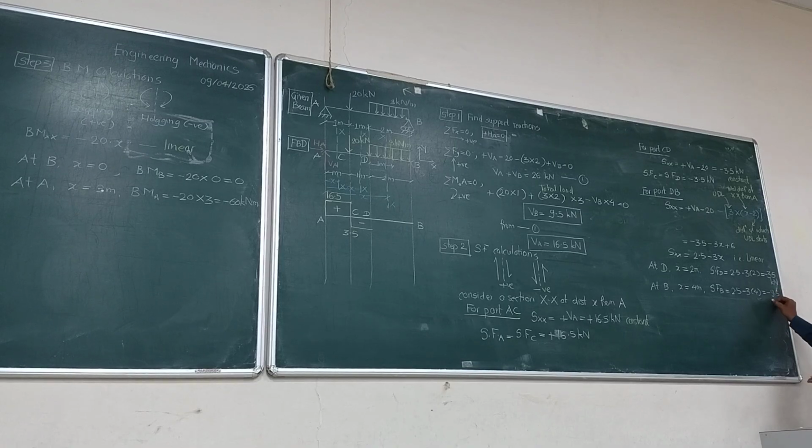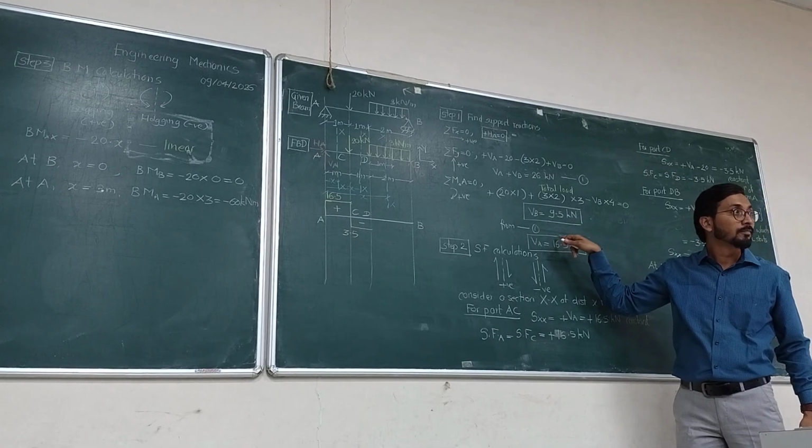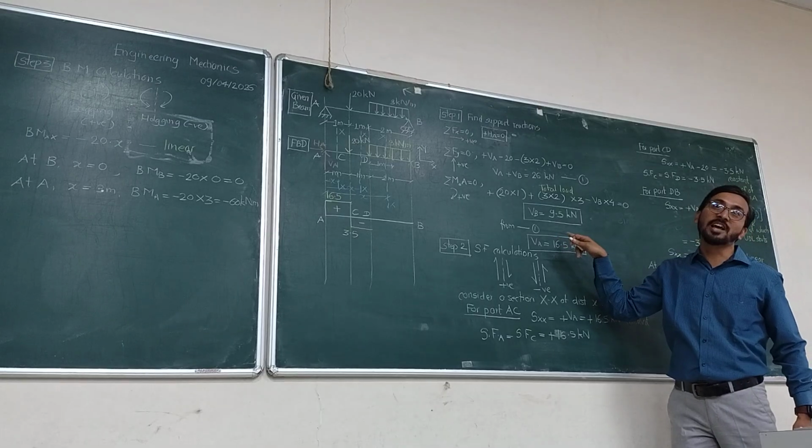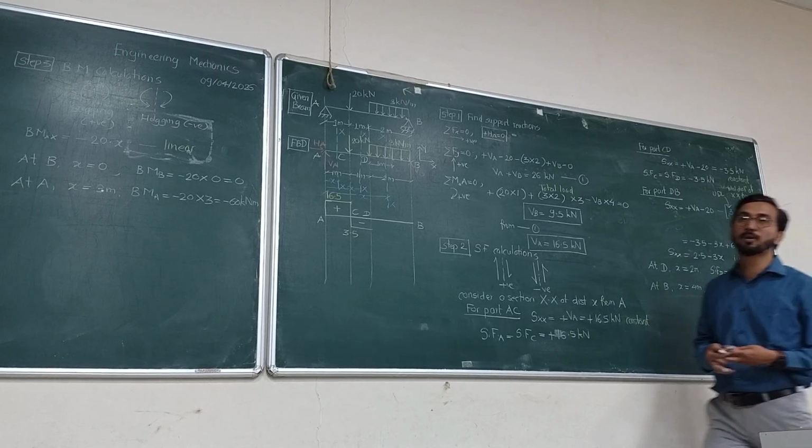How to understand whether this value is correct or not? Shear force at the edge is equal to the support reaction. The reaction at B is 9.5. Therefore, shear force at B should be 9.5. This is the check. Got this? So draw the variation.